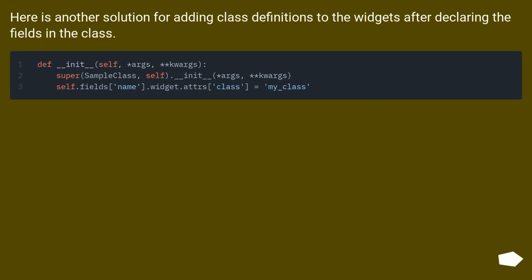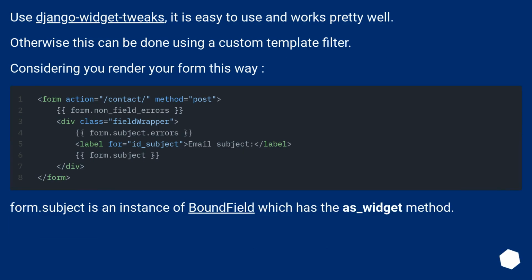Here is another solution for adding class definitions to the widgets after declaring the fields in the class. Use Django widget tweaks. It is easy to use and works pretty well. Otherwise, this can be done using a custom template filter, considering you render your form this way.